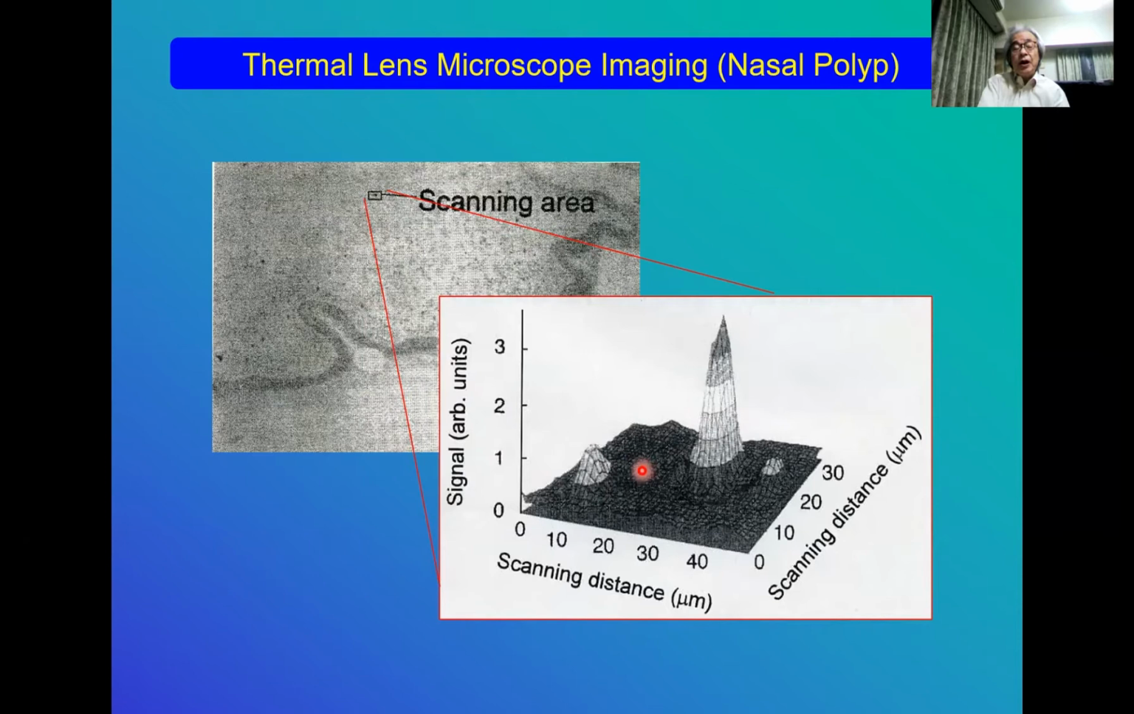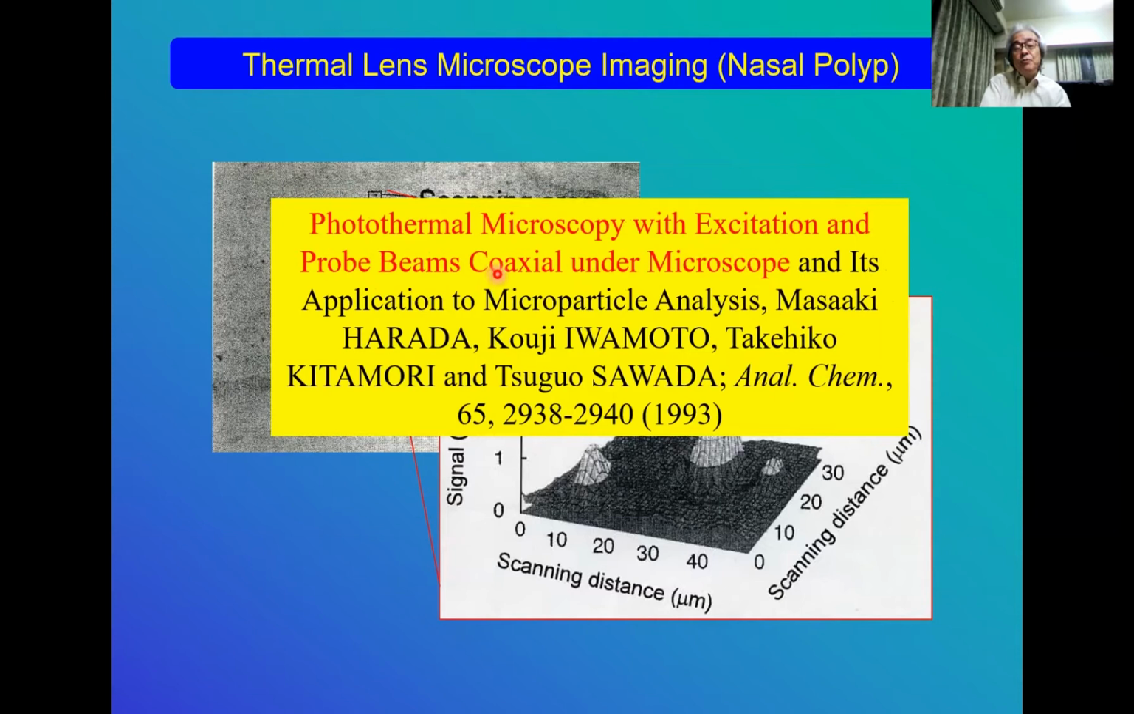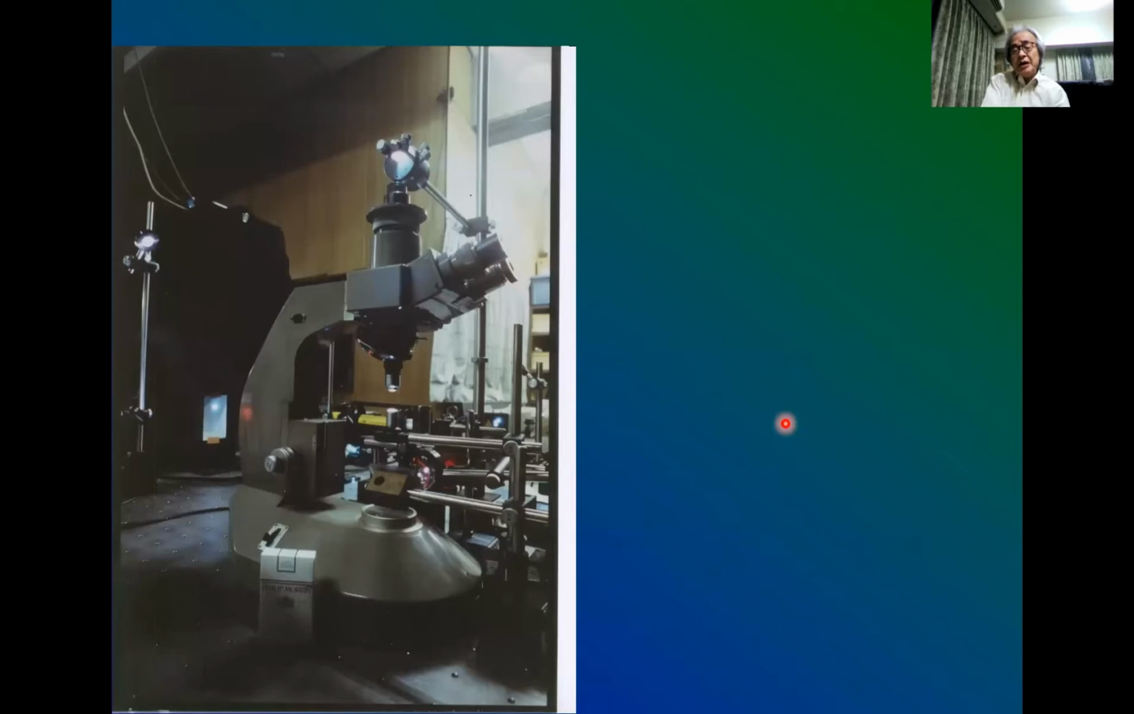However, we published this paper without using the thermal lens microscope. We denoted it the photothermal microscope, with the excitation and probe beams coaxial in the microscope. This is also 1993. However, one of my students observed a difference between the excitation beam focal position and the probe beam focal position.